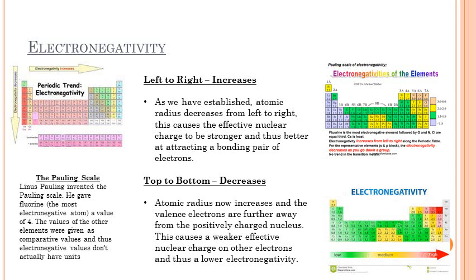Now, back to the Pauling scale. This is more extra information, so it's just good to know, rather than compulsory. Linus Pauling invented the Pauling scale. He gave fluorine, the most electronegative atom, a value of 4. The values of the other elements were given as comparative values, and thus electronegative values don't actually have units.